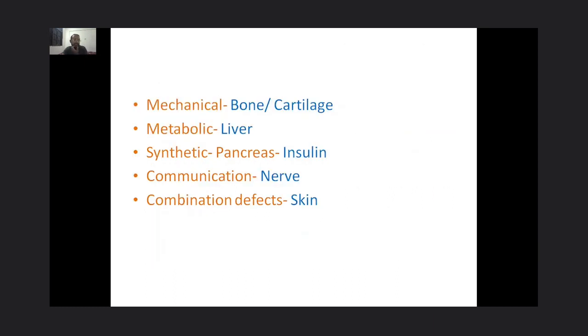So we are having the mechanical defects, usually we go for the bone or cartilage, because the bone and the cartilage play a very important role in our body, which will give you the mechanical property. If any defects are there in bone and cartilage, that will come under mechanical damage. If any defects are in the liver, then we will be talking about metabolic, because of the hormones it secretes and all. And then synthetic, if you are talking about, it will definitely be in the pancreas, because of the synthesis of insulin. Next, for communication, we are having the nerve, and for combination defects, we are having the defects in the skin.